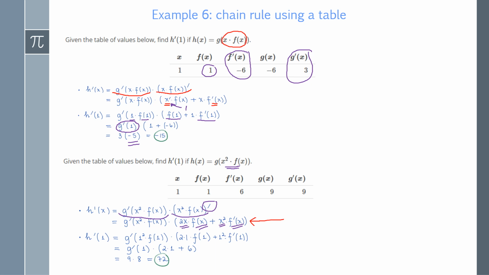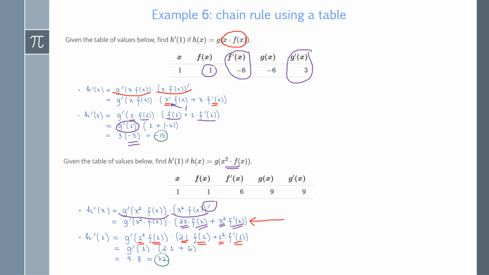So x is just 1, so that's 1 squared over here. F of 1, that's also a table value, so we have that one. 2 times 1 times f of 1, and then 1 squared and f prime of 1, that's 6. We know all of these values. So now you just take the values from the table, plug them in.